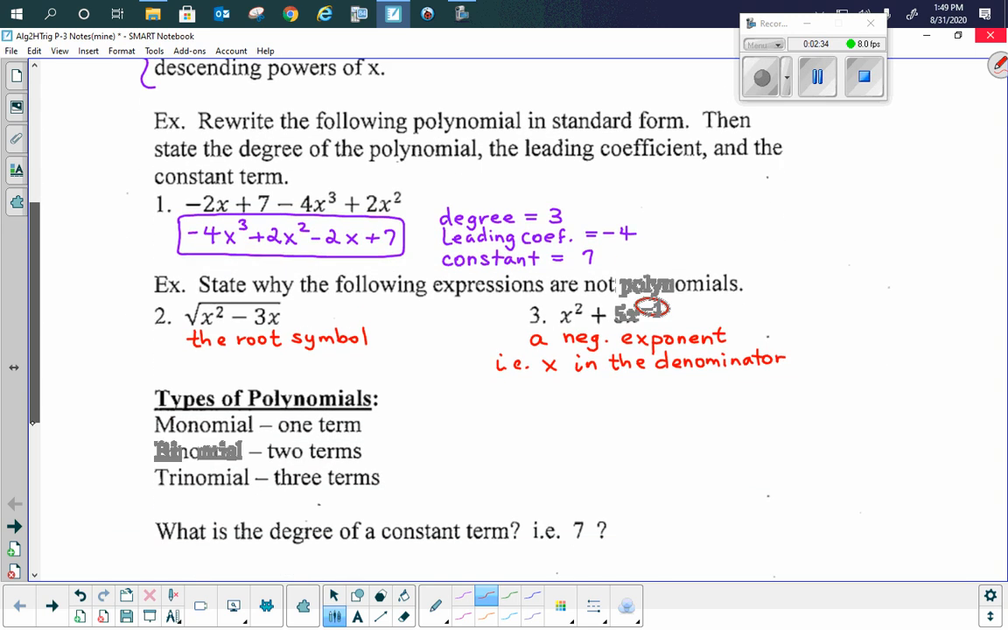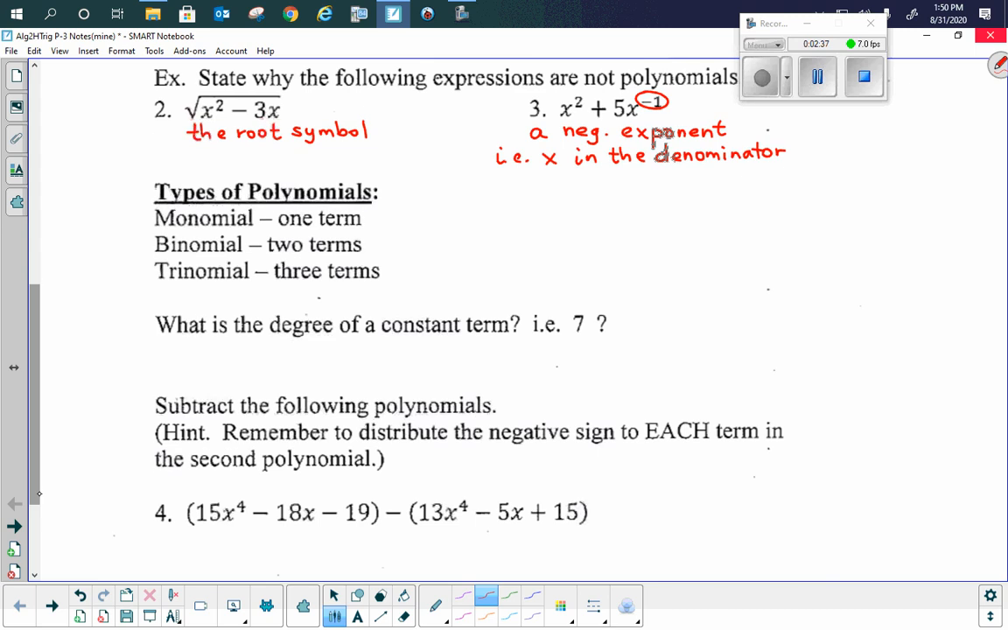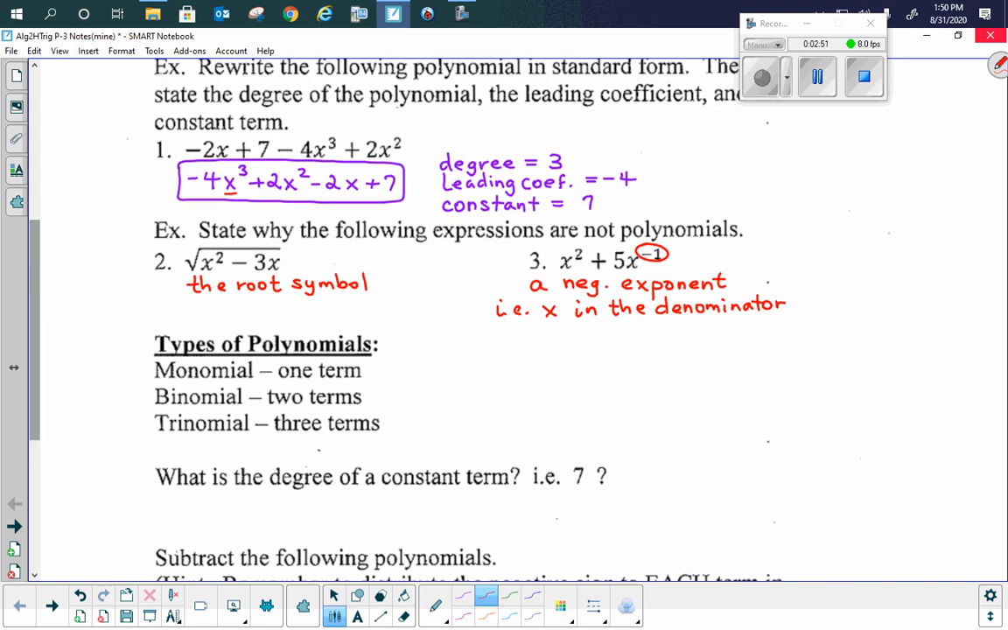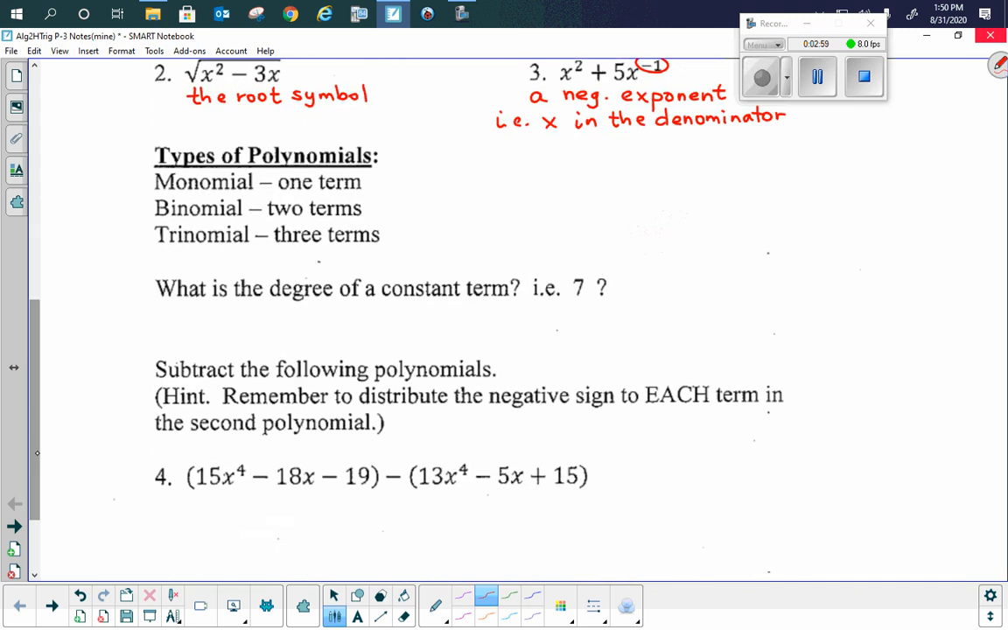Okay. All right, and then we should know monomial, binomial, trinomial, just talking about how many terms. And then if we ask you what's the degree of a constant term, like the 7 above, well, notice we had x cubed, then we had x squared, then we had x to the first, so this would be x to the 0. So this would really be 7x to the 0. Remember, anything to the 0 is 1, and 7 times the 1 would be the 7. So what would the degree or the order be? It would be 0.